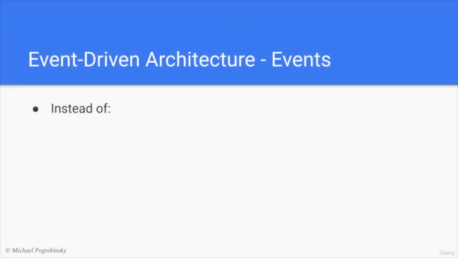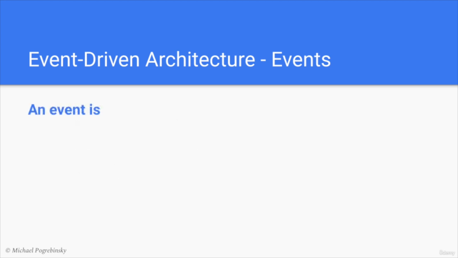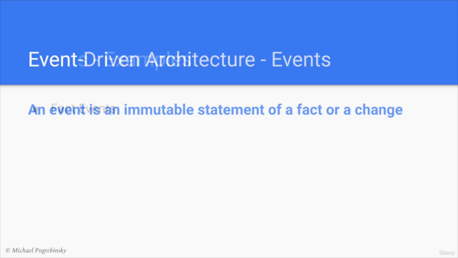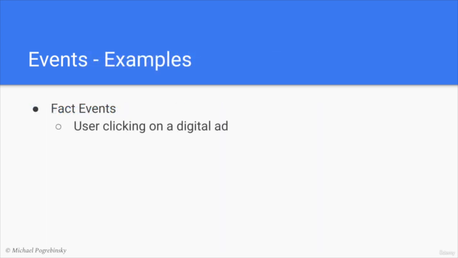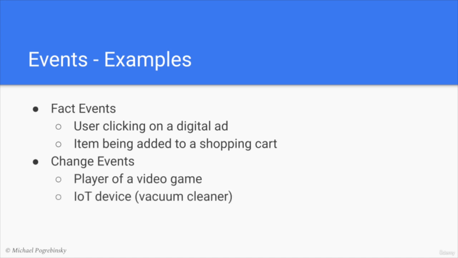In an event-driven architecture, instead of direct messages that issue commands or requests that ask for data, we have only events. An event is an immutable statement of a fact or a change. For example, a user clicking on a digital ad or an item being added to a shopping cart can be thought of as fact events, while a player of a video game or an IoT device like a vacuum cleaner moving from one position to another can be thought of as change events.